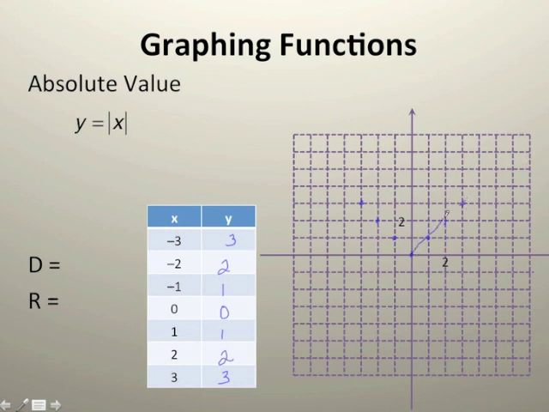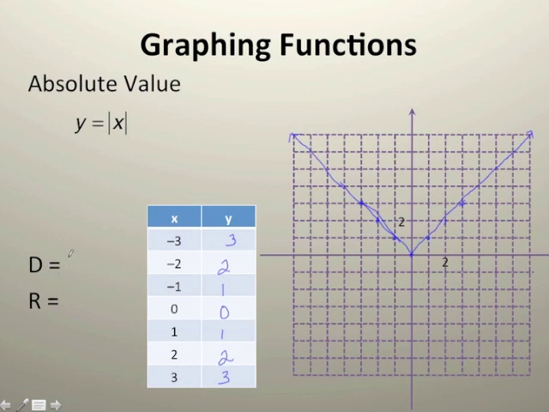And my graph would continue on that line. Notice I don't just stop when I run out of points, but I go all the way across the graph. So it would look something like this. I missed a point there. Okay, so that is the absolute value function. You should recognize that V as an absolute value function.